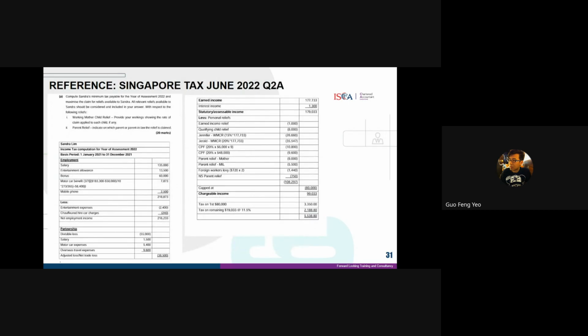First question. Compute Sandra's minimum tax payable for YA 2022 and maximize claims for reliefs available to Sandra. All relevant reliefs available to Sandra should be considered and included in your answer. With respect to the following reliefs, Working Mother Child Relief, provide your working showing the rate claimed and applied to each child, if any. Parent relief, indicate on which parent or parent-in-law the relief is claimed.